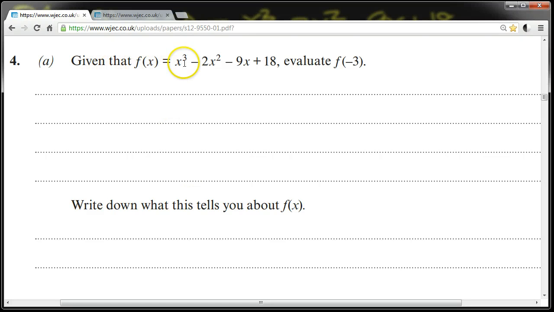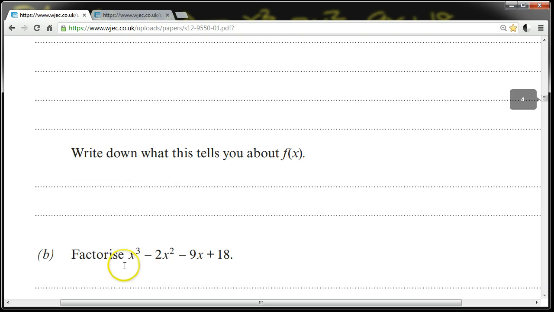Given that f of x equals x cubed minus 2x squared minus 9x plus 18, evaluate f of minus 3. Write down what this tells you about f of x. Factorize x cubed minus 2x squared minus 9x plus 18.